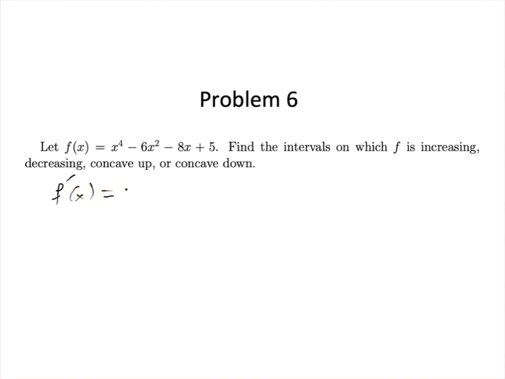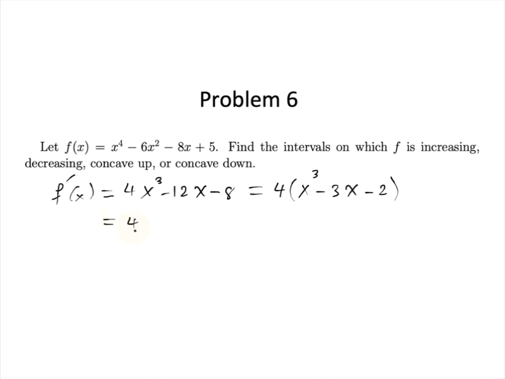F prime of x equals 4x cubed minus 12x minus 8. And we need to factor it because if we have it in factored form, we can tell where it's positive and where it's negative. So the common factor here is 4. We get x cubed minus 3x minus 2.